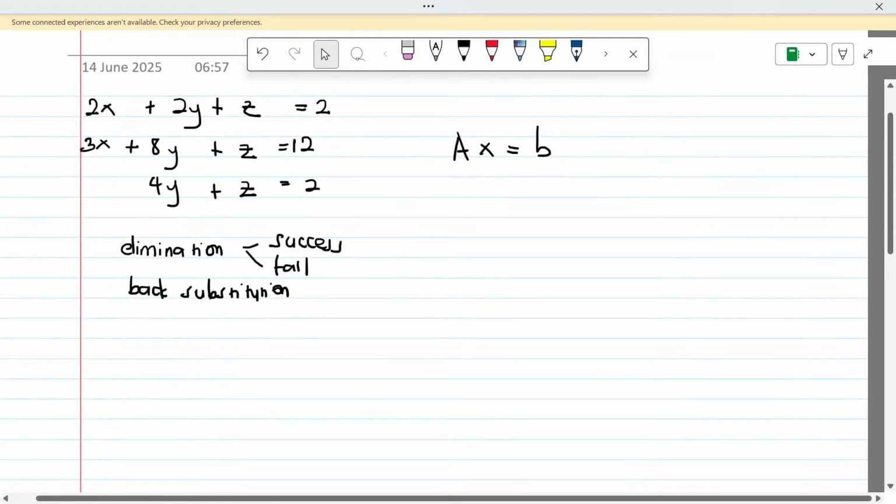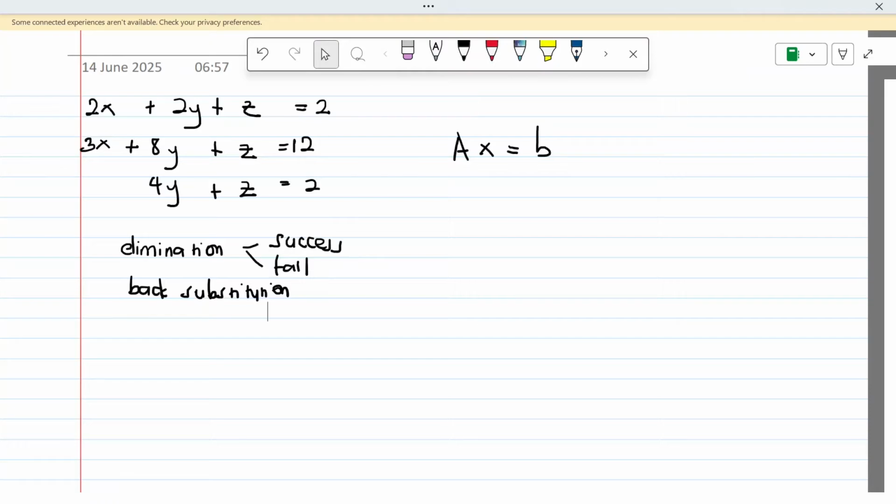Okay. So today in linear algebra, we're going to look at the whole essence of linear algebra, which is solving a system of linear equations. So today we're going to look at how to solve these three equations, 1, 2, and 3, using elimination and back substitution. I'll start off with elimination, we'll look at when it succeeds, then we shall look at when it fails, and finally we'll look at back substitution to get our values of x, y, and z.